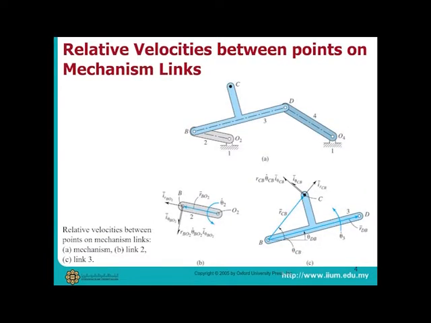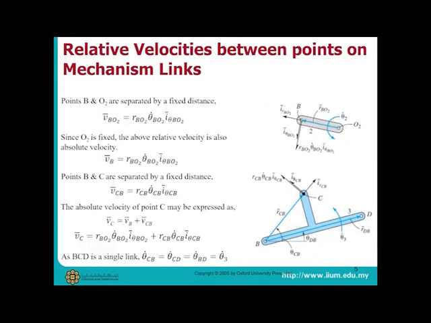This mechanism has 4 links. Velocity analysis of a mechanism should start at the input link, which in this case is link number 2. Velocity at point B with respect to point O2 is given by this formula because the distance between B and O2 is fixed and the value of R dot is 0. You can write VBO2 as VB because point O2 is at the ground and you can omit that.